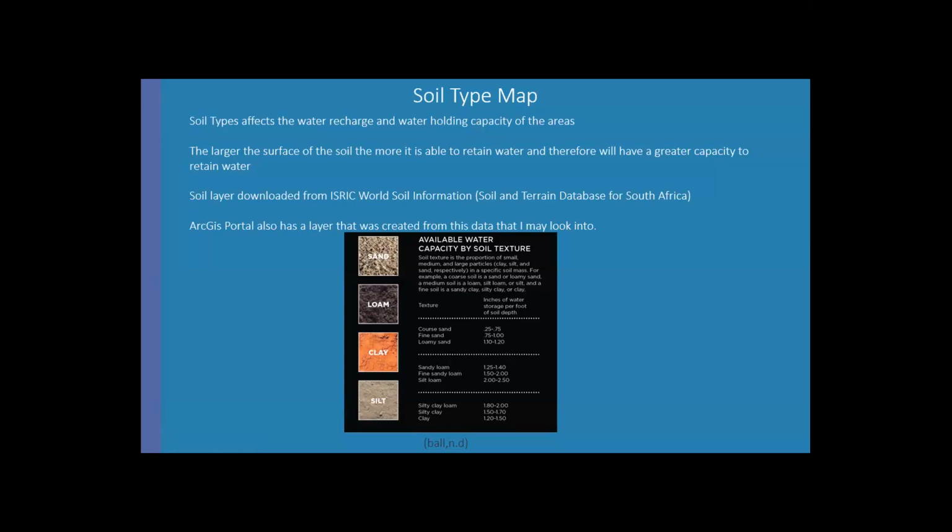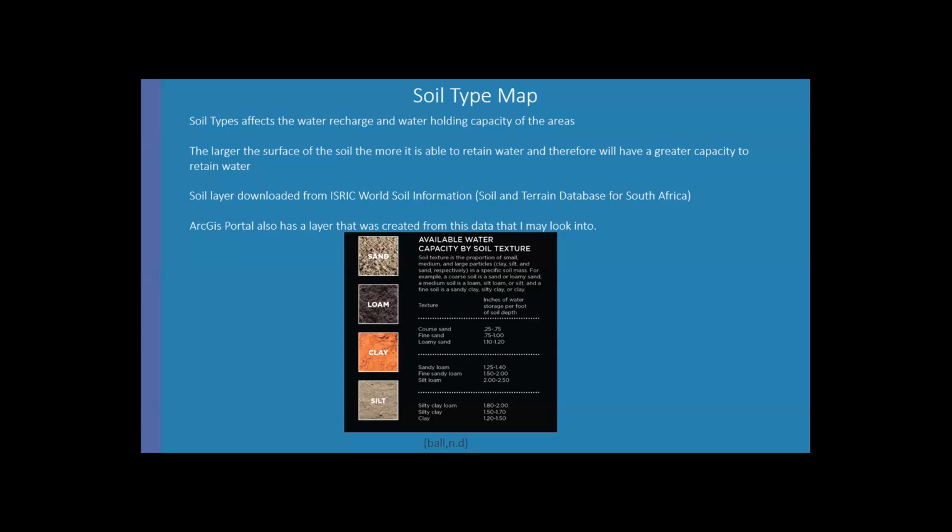The soil type affects the water recharge and water holding capacity of the area in terms of groundwater. The smaller the particles of the soil, the more surface area it has and the greater its capacity to retain water. For instance, sandy soil has coarse particles and will retain less water than clay, which has smaller particles. Later in the process, soil types will be classed by how effectively they hold water. For example, clay will be ranked higher than sand.